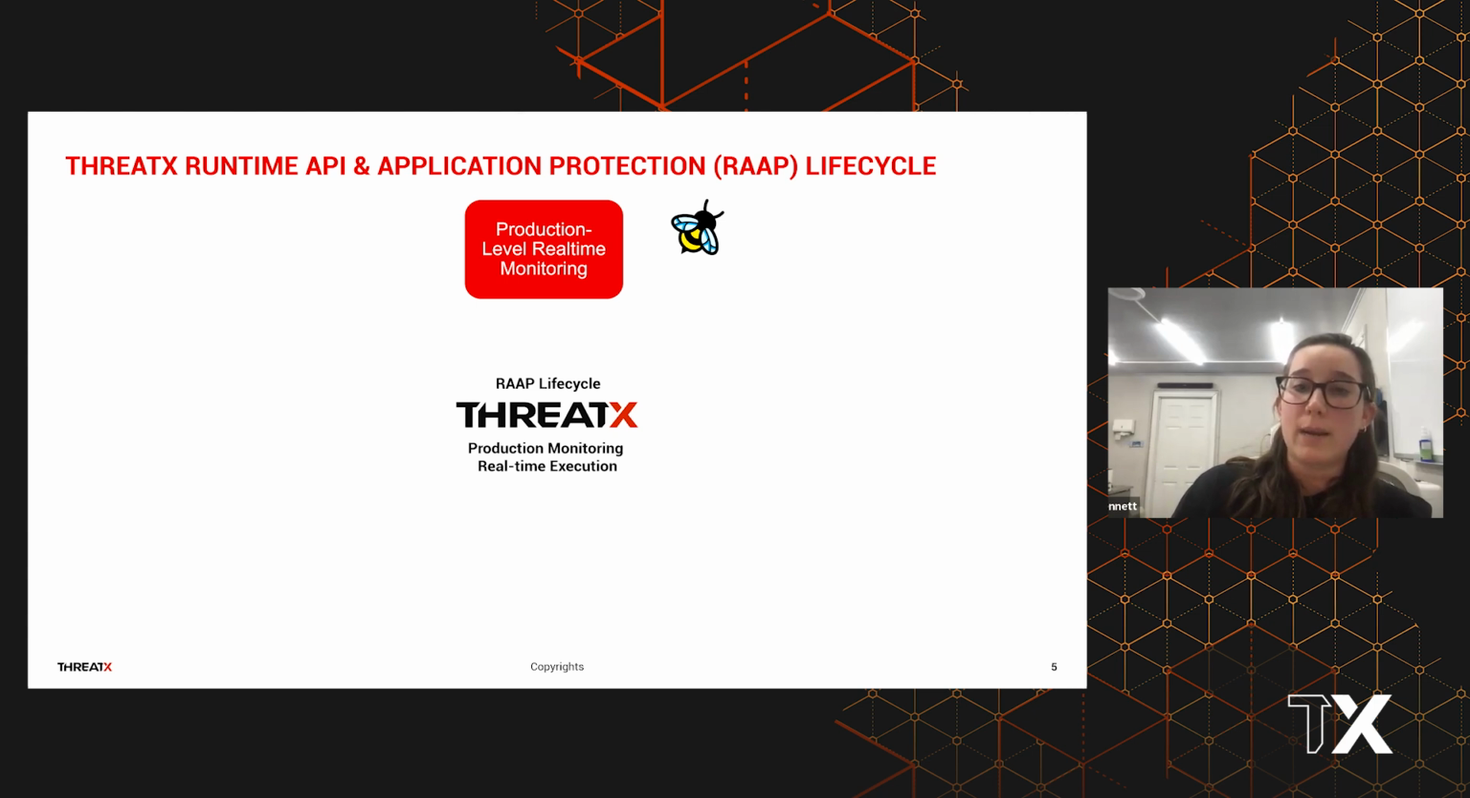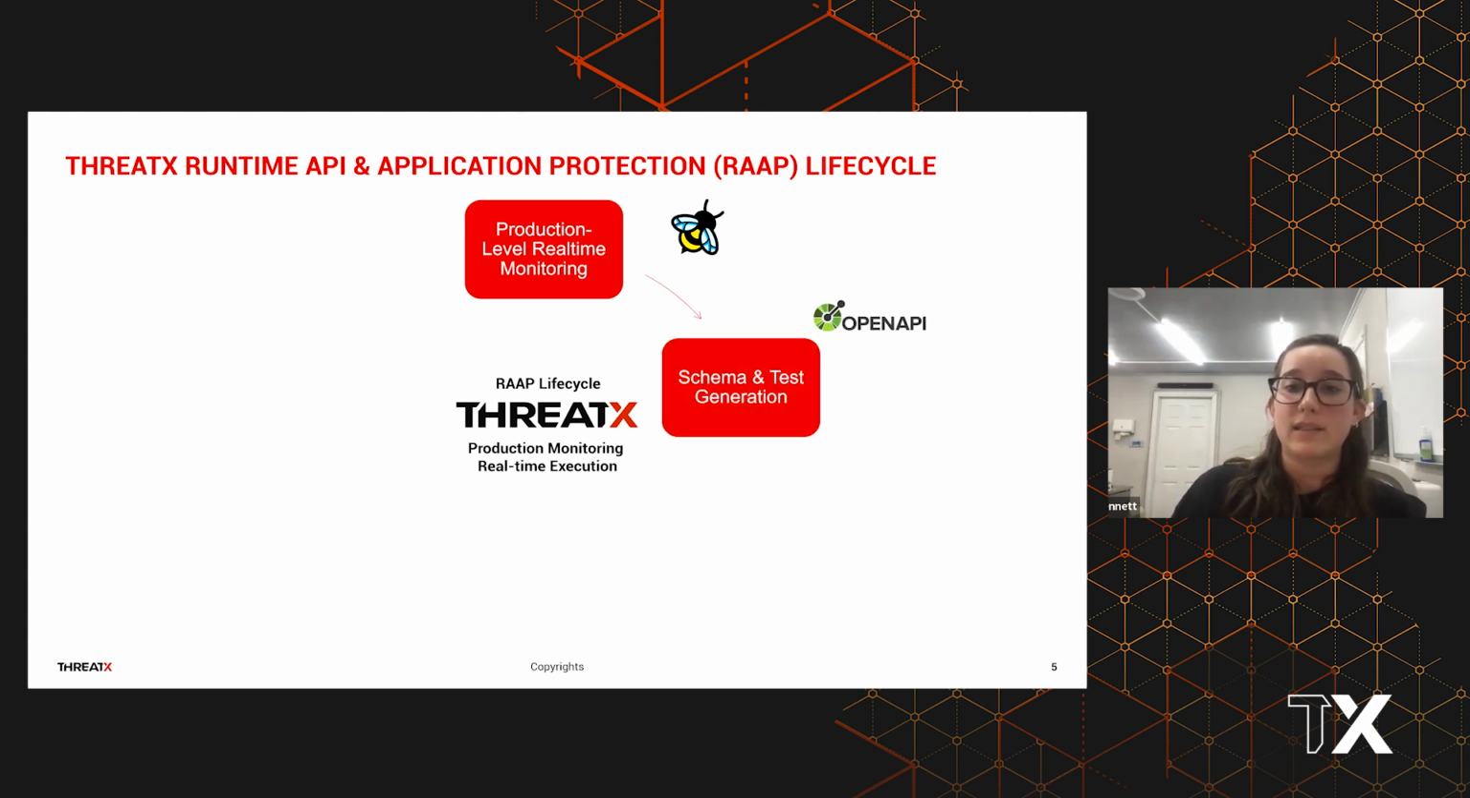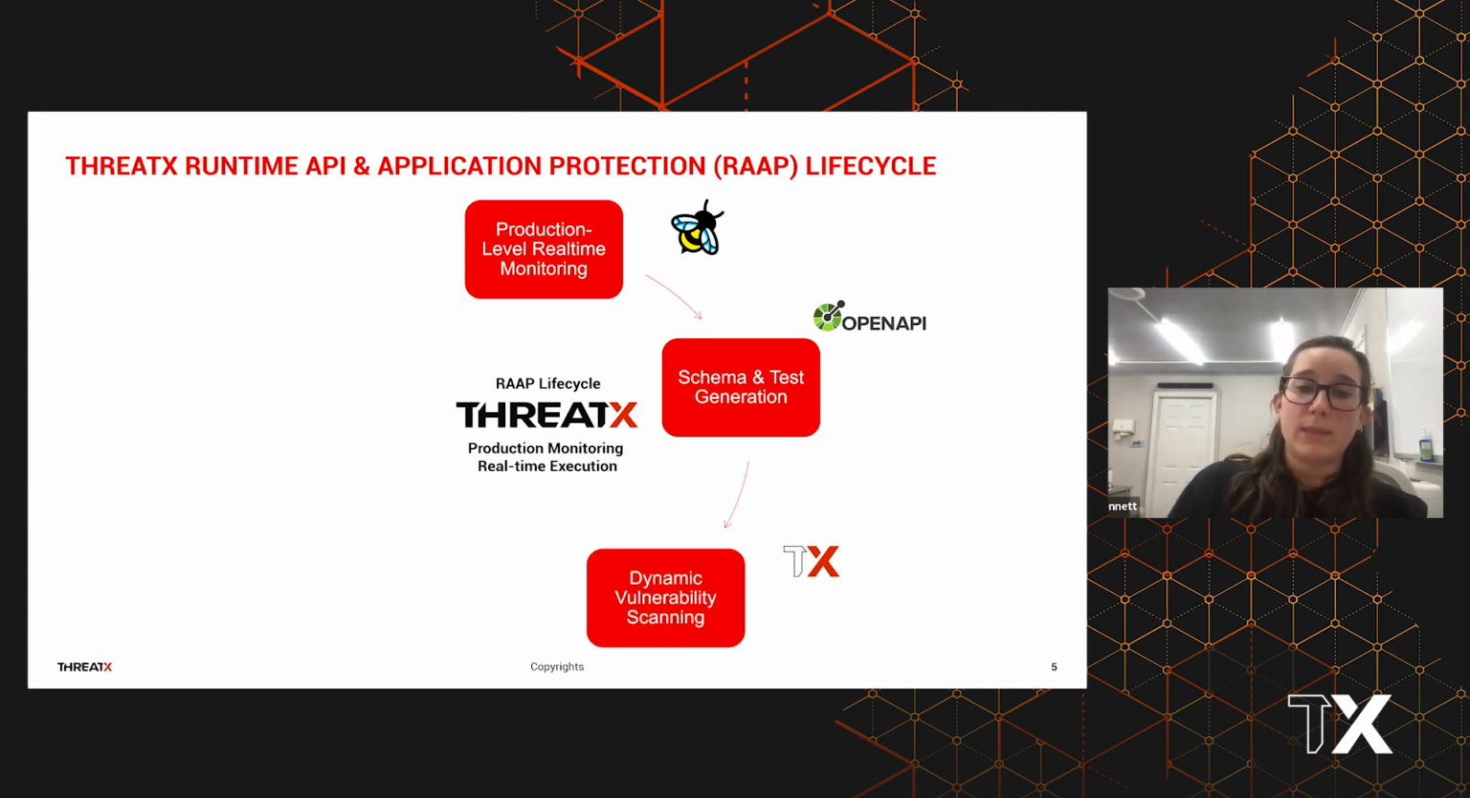And then from there, we're able to create dynamic schemas and dynamic test plans with what we're actually seeing in production. We're able to utilize that to then very specifically target endpoints and APIs to confirm that vulnerabilities do exist and are exploitable.